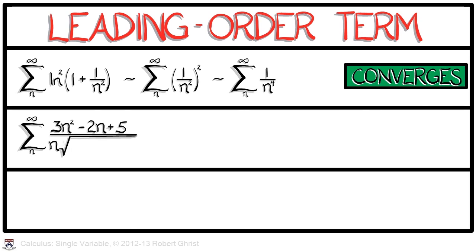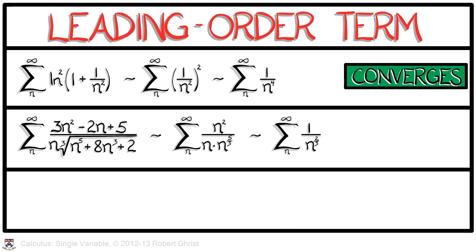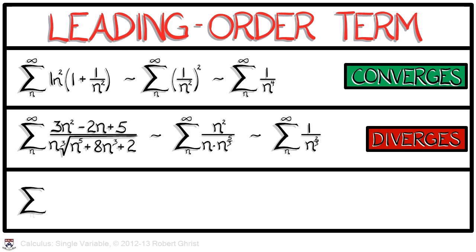Here's another crazy-looking example. We'll put a polynomial on top and something with some square roots in it down below. All we need to do is compute the leading order term. For the numerator, it's an n squared with a 3 in front, but forget about the constant. In the denominator, the leading order term is n times n to the 5/3. When you get the exponents right, you see that the leading order term is 1 over n to the 2/3. That's a p-series with p equals 2/3. Forget it, that diverges. And so does the original series.